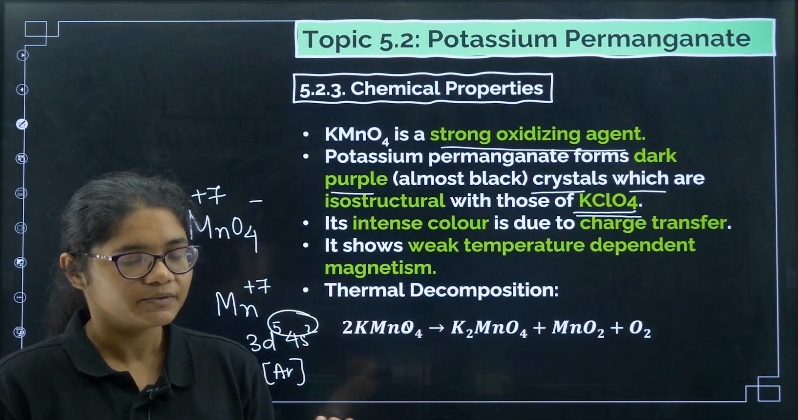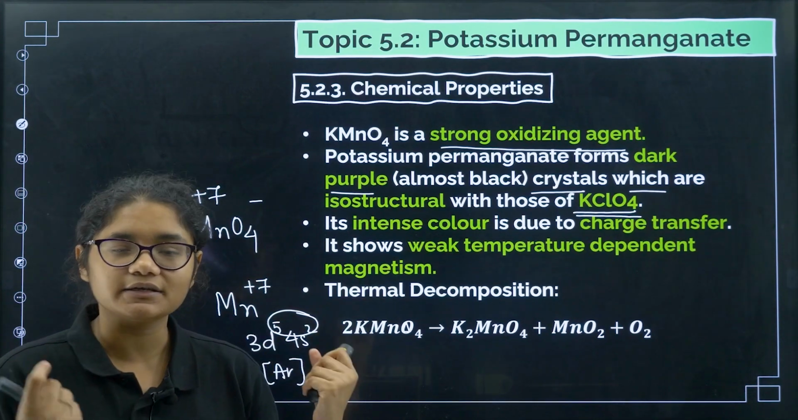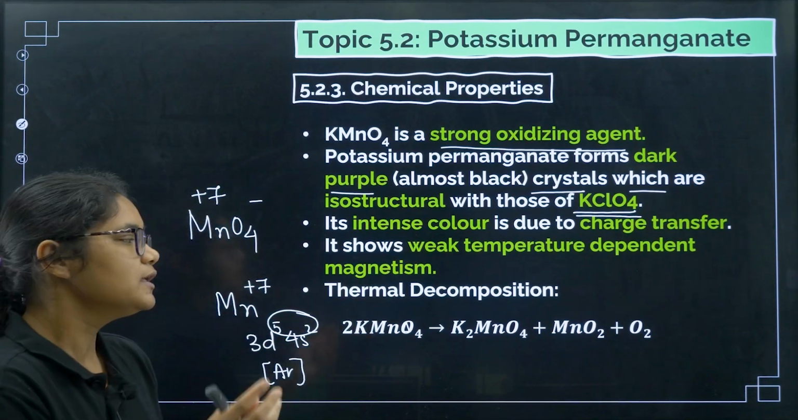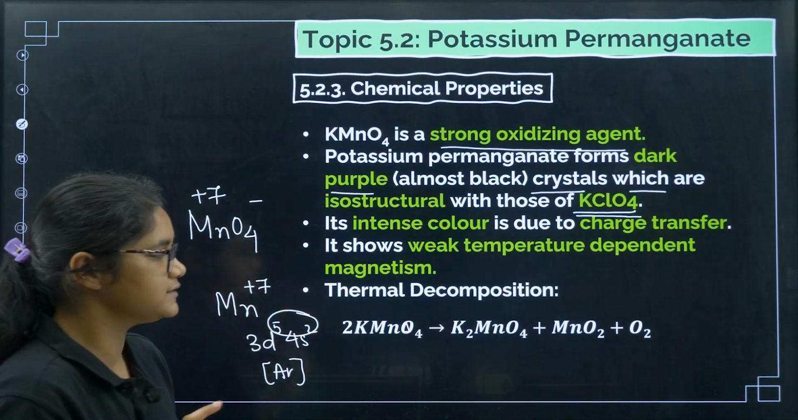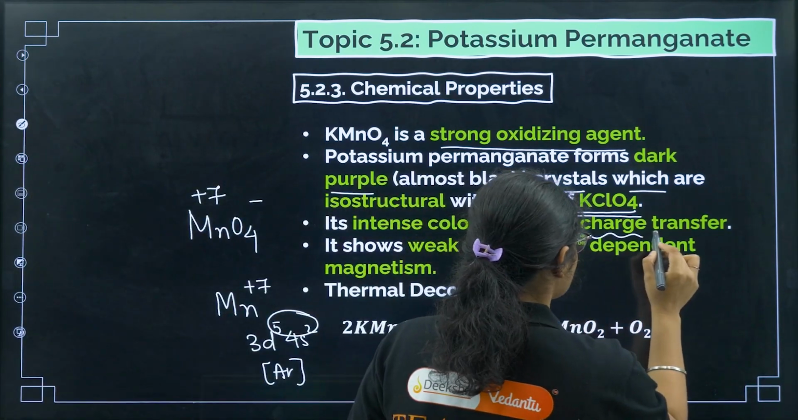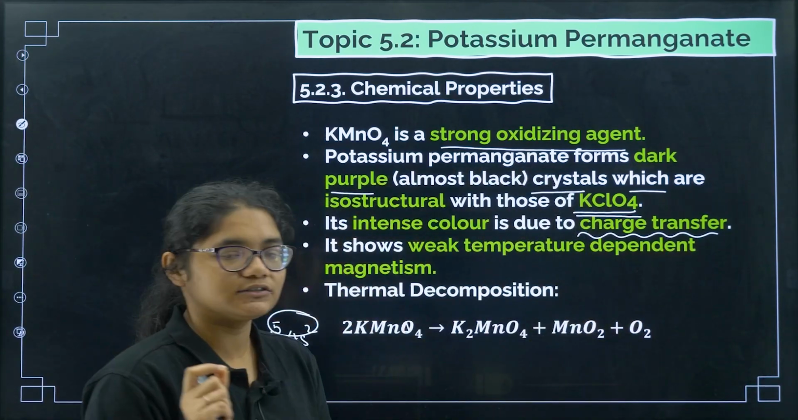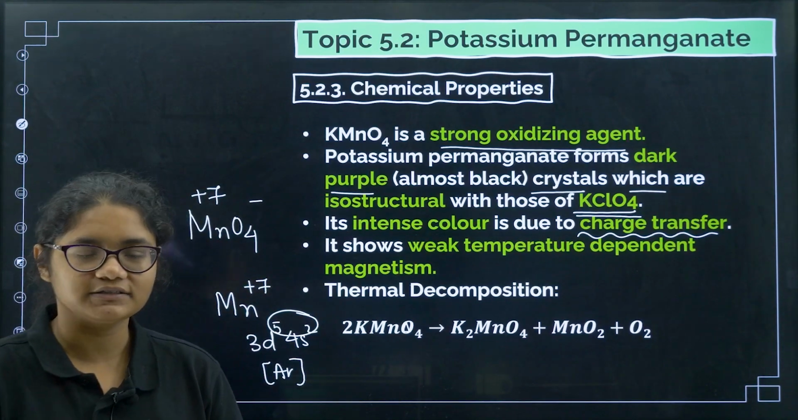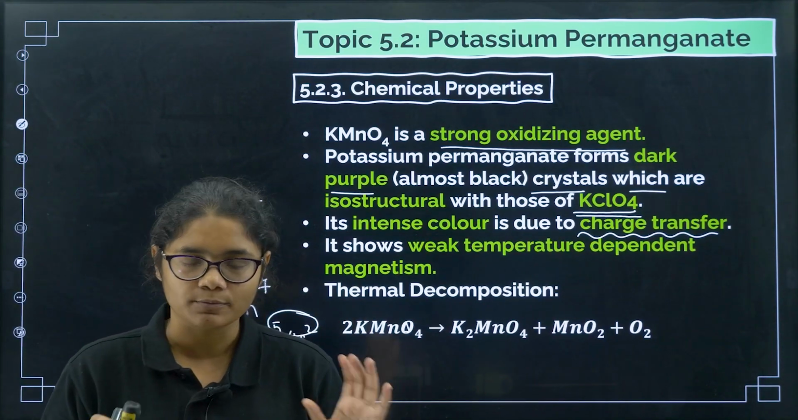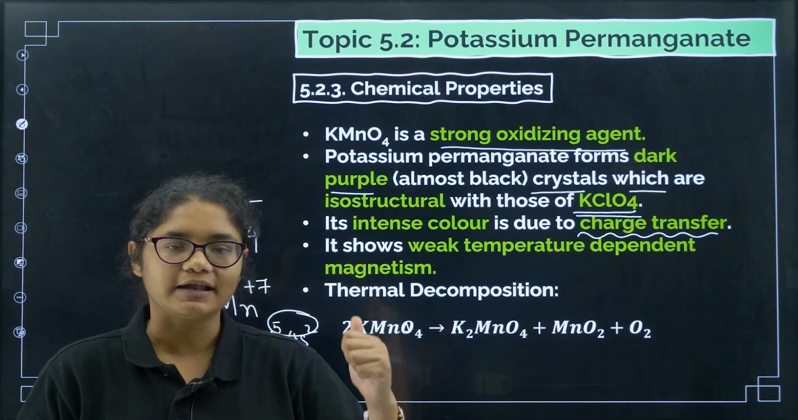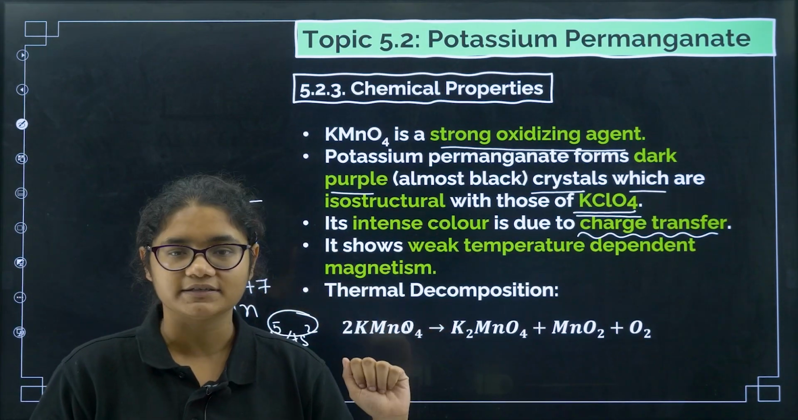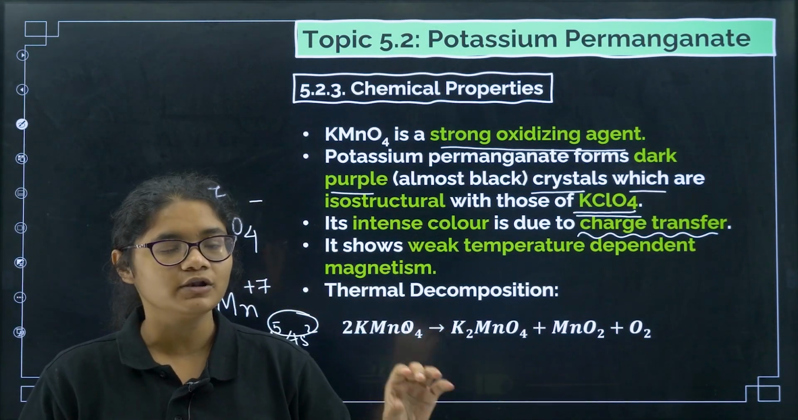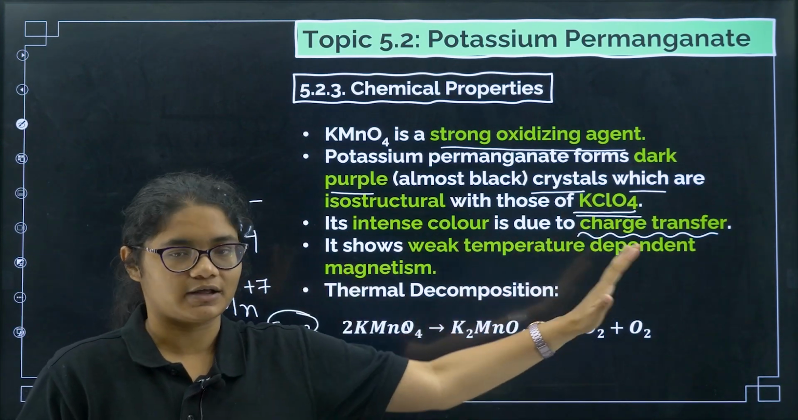How does this happen? There are different factors which are responsible for the color of a compound. In the case of manganese, it is not due to d-d transition, rather there is a phenomenon called charge transfer. So it is due to charge transfer. What charge transfer is, that is not in the scope of your syllabus, but you need to understand that manganese has no d electrons. It does not undergo d-d transition, but still it is colorful due to the charge transfer.